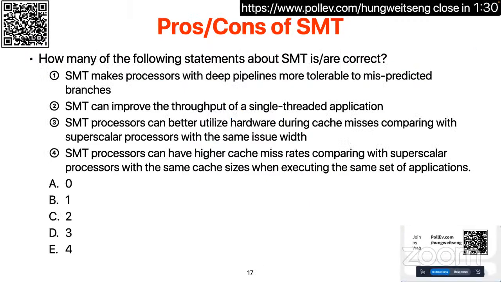So, okay, with this trick, no matter how you think about this, can you imagine this processor's pros and cons?